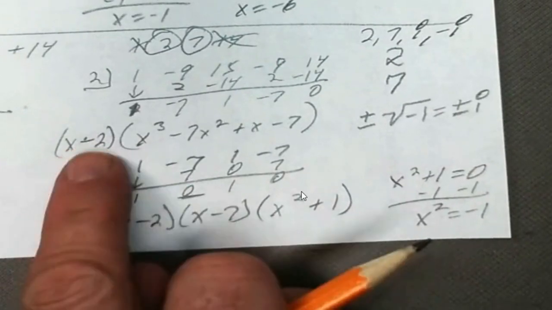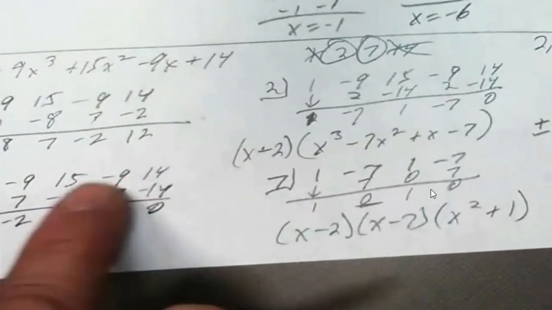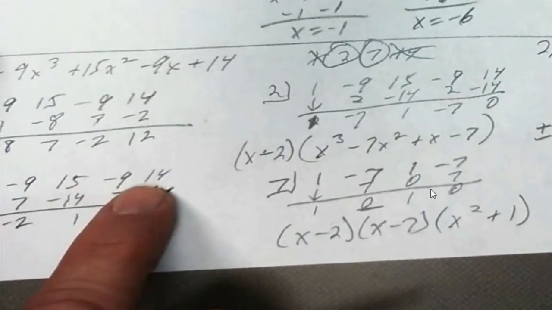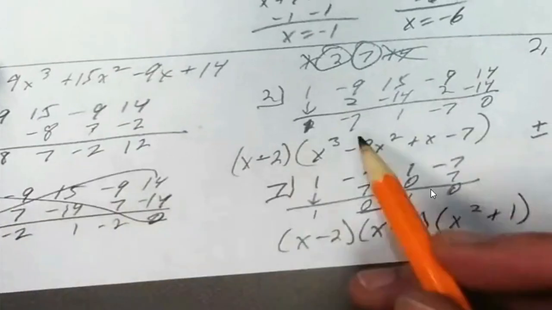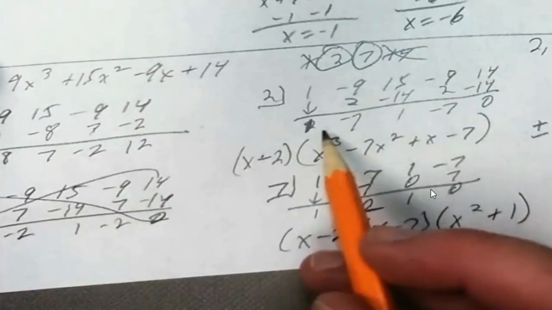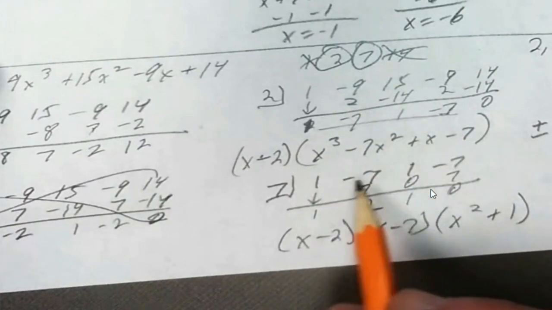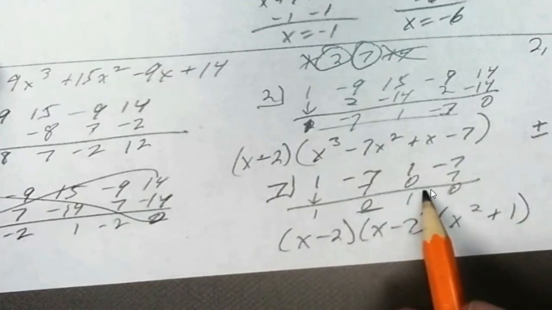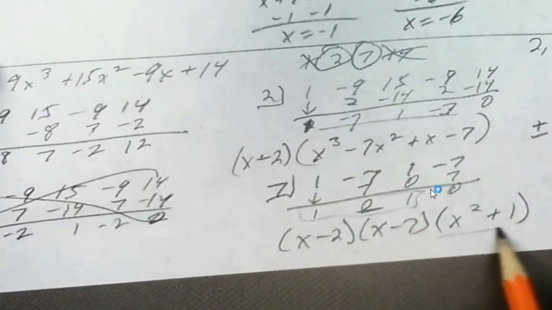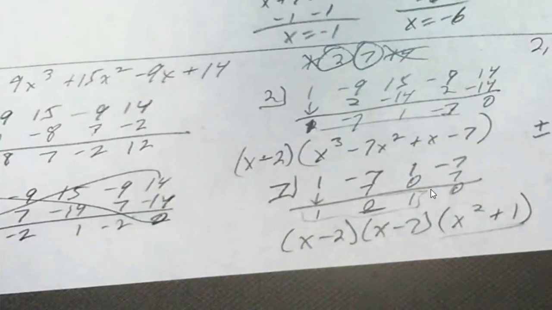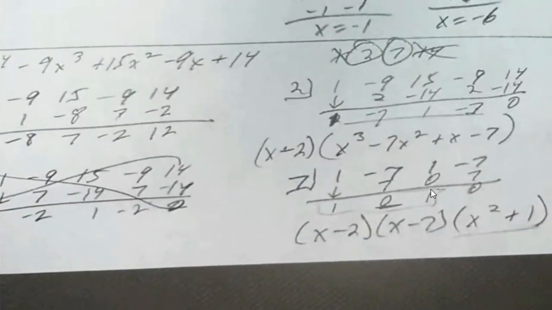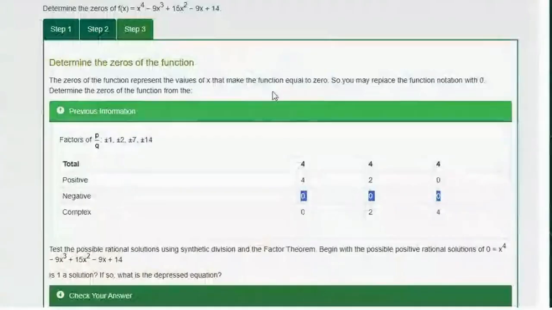And once I found 2, I could have changed this right here and not taken 7 into the original equation. Just skip this one and take 7 into the depressed equation. And once I pull the 7 out of there, I end up with just x squared plus 1. That's how we step through and find the solutions. Let's see what our little activity on Buzz has there.